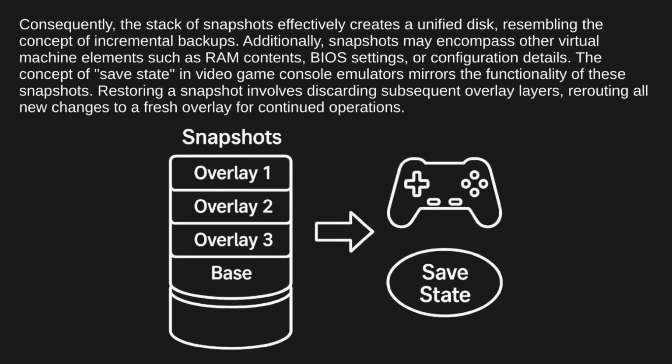Additionally, snapshots may encompass other virtual machine elements such as RAM contents, BIOS settings, or configuration details. The concept of save state in video game console emulators mirrors the functionality of these snapshots. Restoring a snapshot involves discarding subsequent overlay layers, rerouting all new changes to a fresh overlay for continued operations.